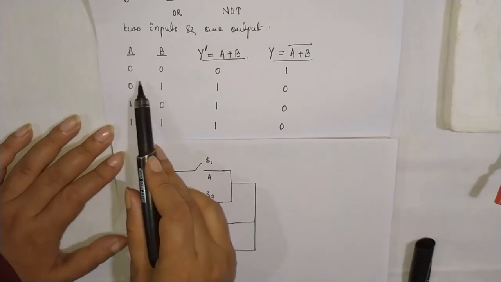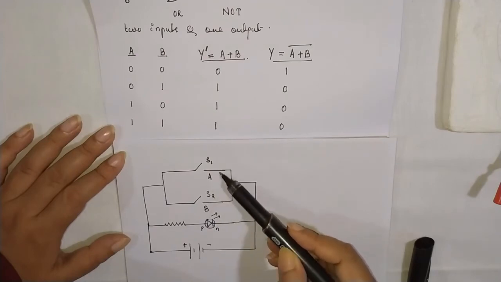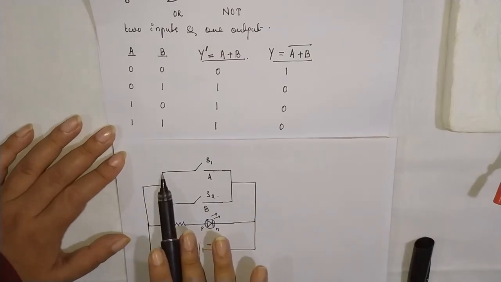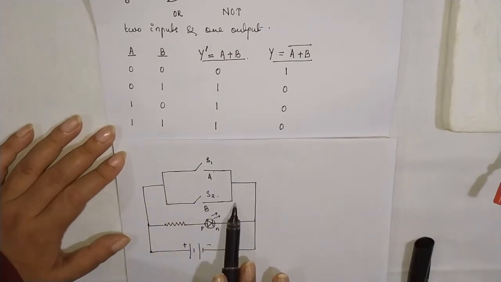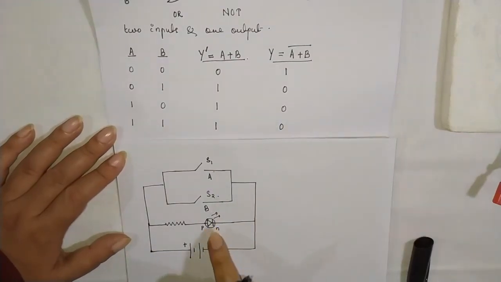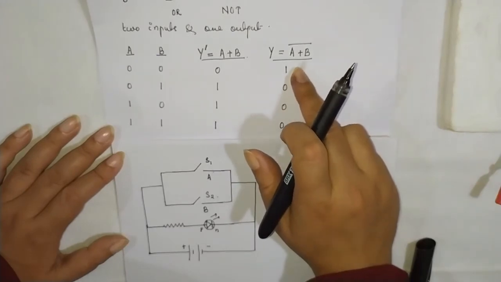So the input A is 0 and B is also 0. 0, 0 means these two switches have to be open. Now if these two switches are open, this path is disconnected, and this lower path is also disconnected. That means the current in the circuit is going to pass across this branch only, because these two are disconnected. So the LED is going to glow. We are going to get 1 as the output. That means the output is high.